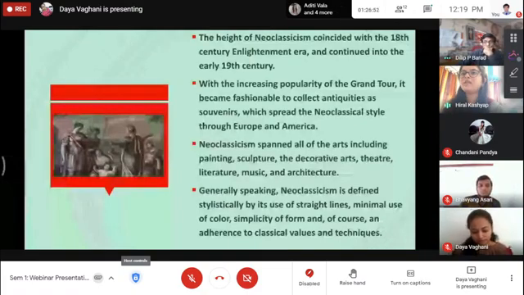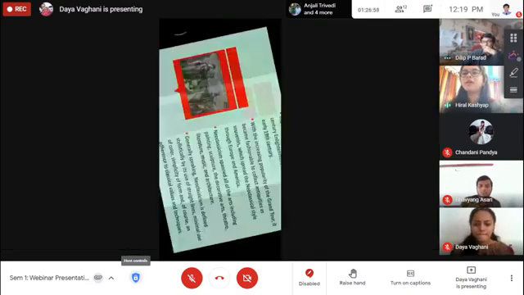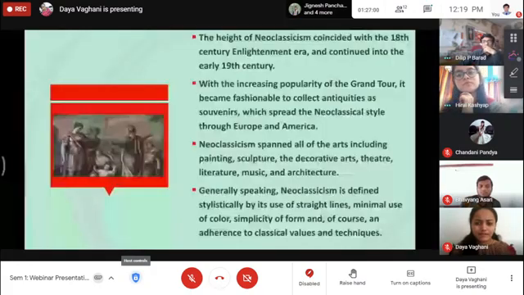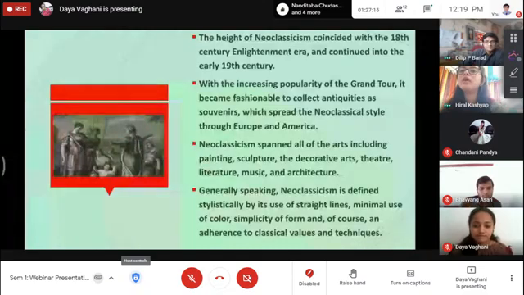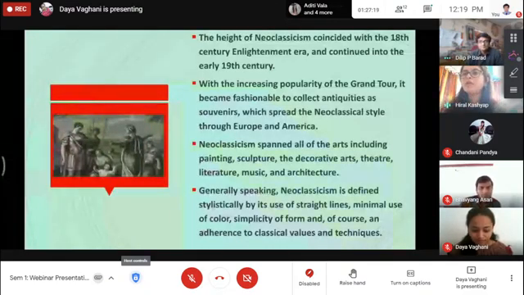Neoclassicism spanned all of the arts, including painting, sculpture, decorative arts, theater, literature, music and architecture. Generally speaking, neoclassicism is defined stylistically by its use of straight lines, minimal use of color, simplicity of form, and of course, an adherence to classical values and techniques.